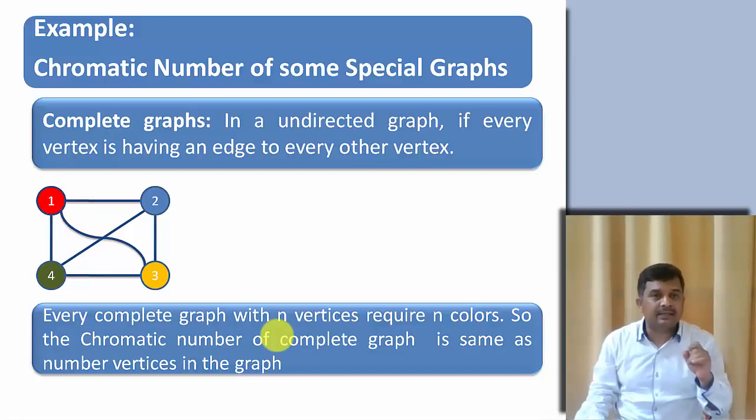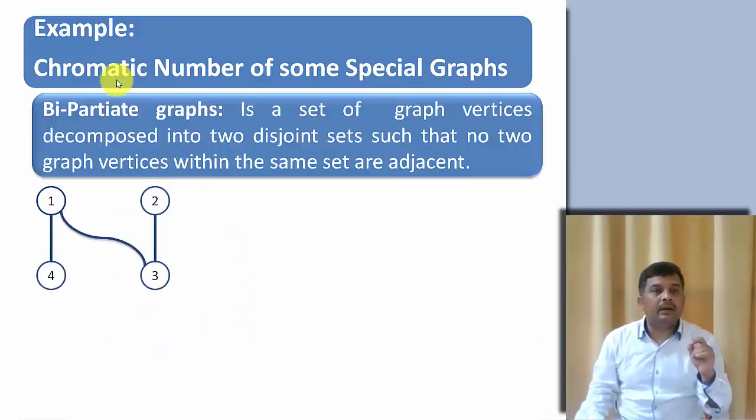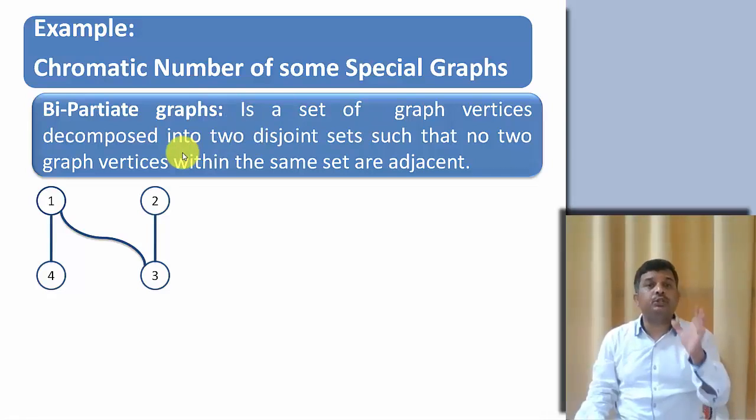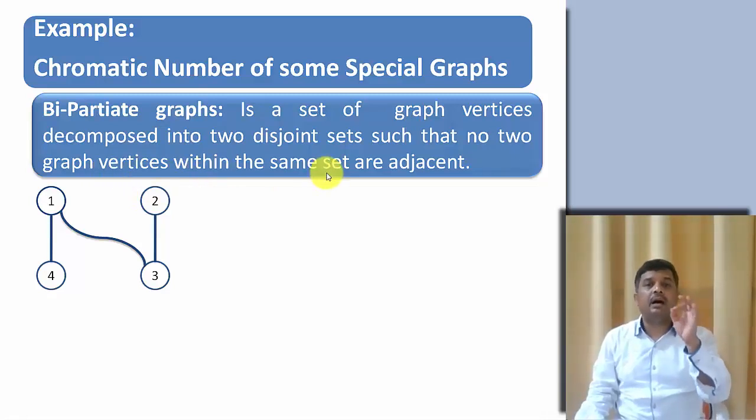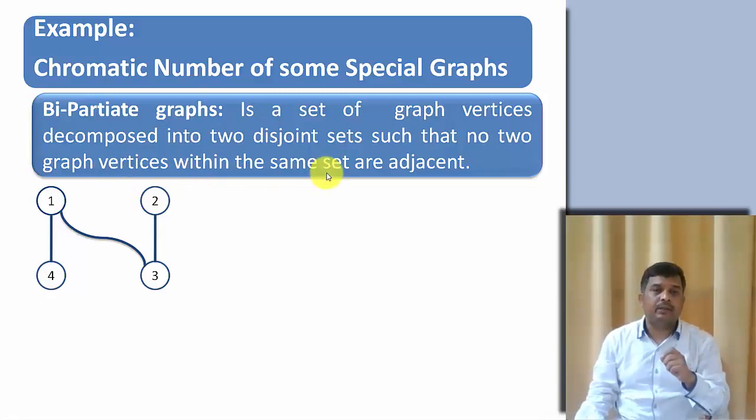Hope you understand this. Now let us see a bipartite graph. What is a bipartite graph? A bipartite graph is a graph whose vertices can be decomposed into two disjoint sets such that no two graph vertices within the same set are adjacent. Now let us take this particular graph.